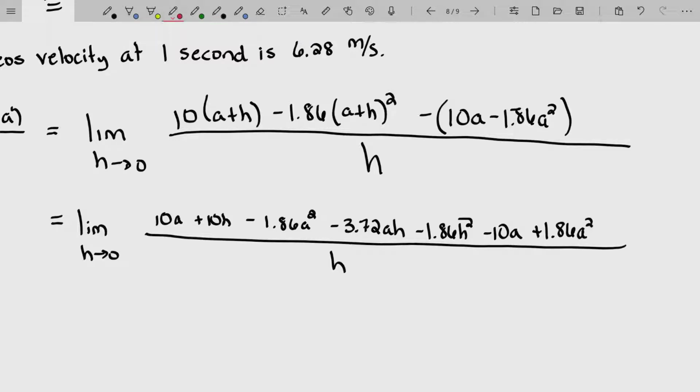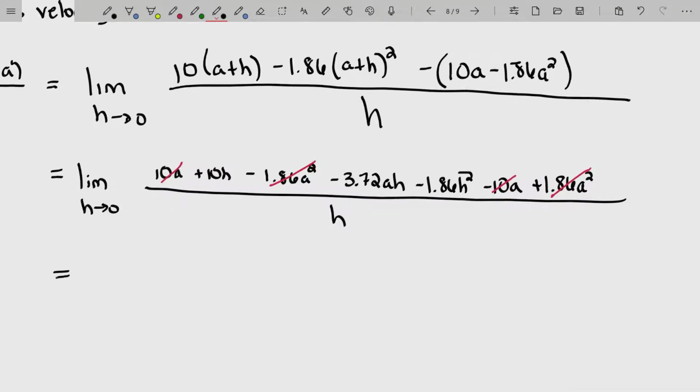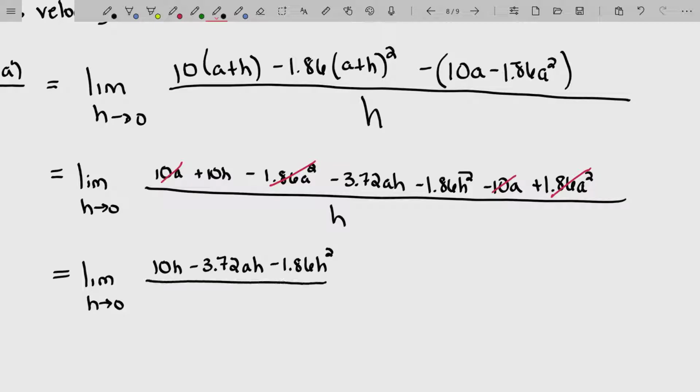And you'll see the 10a's still cancel. The negative 1.86 a squared cancels that. So the same stuff still cancels. And in fact, you still get to the same coefficient, limit as h goes to 0, of 10h minus 3.72a. Oh, no, it's ah. Those don't cancel at all. So it's 10h minus 3.72ah. And then, what is it? Minus 1.86 h squared all over h.